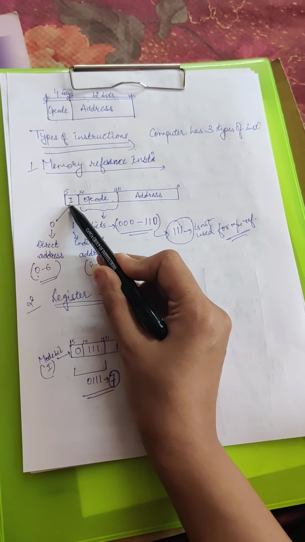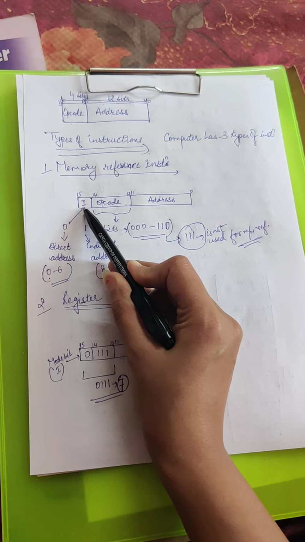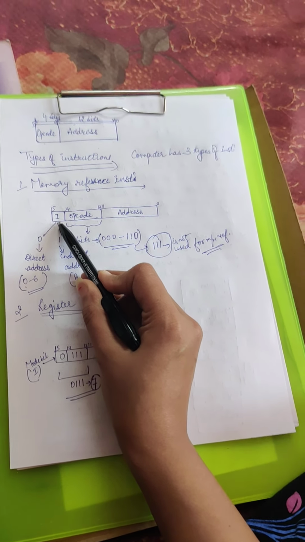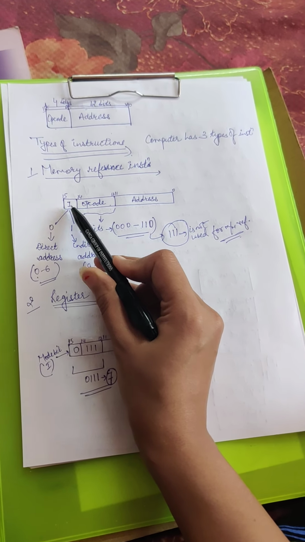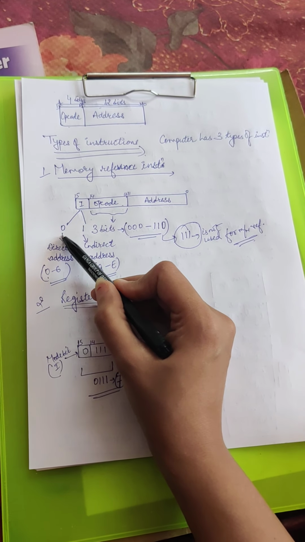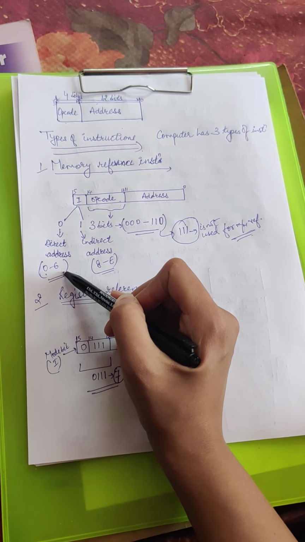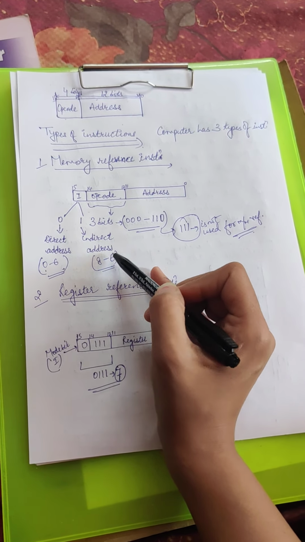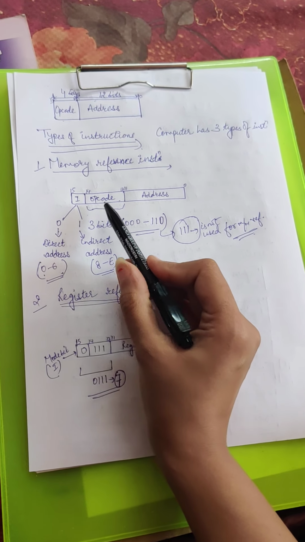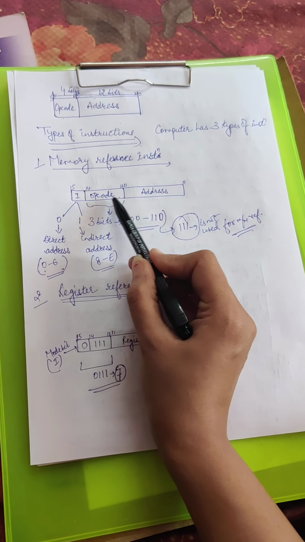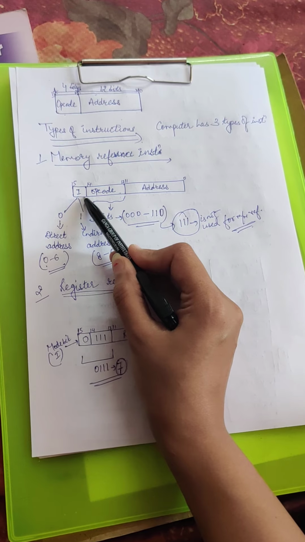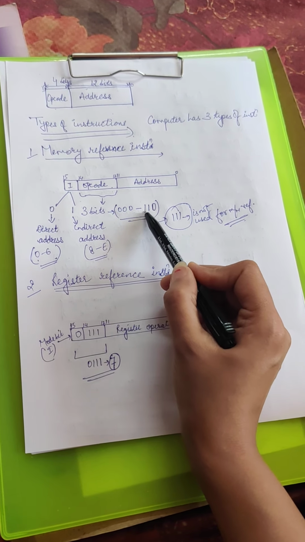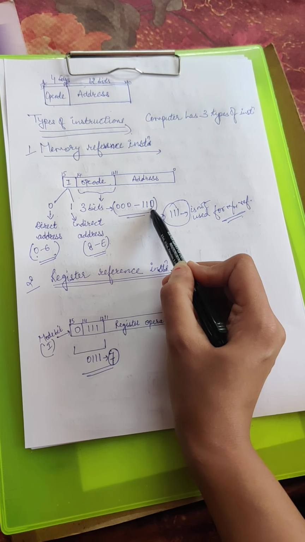Okay, and the last bit, the 15th, is I. This is the mode bit. It is used to represent the mode which is used here. If I is 0, that means it uses direct address. And if I is 1, it means it uses indirect address. That means the opcode is of 3 bits and the 4th bit is this mode bit. And the value of the opcode is 000 to 110, that means 0 to 6.